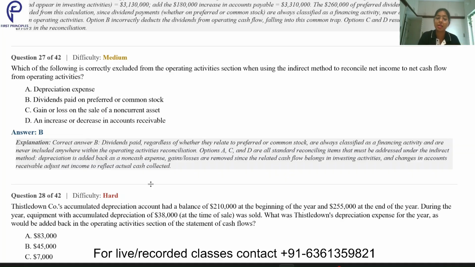Is depreciation expense adjusted? Yes, it is added back to my net income. Option B, dividends paid on preferred or common stock. Is this adjusted anywhere when we are calculating cash flow from operating activities? No. Why? Because this is recorded under the financing activity. Hence, option B becomes the correct answer.